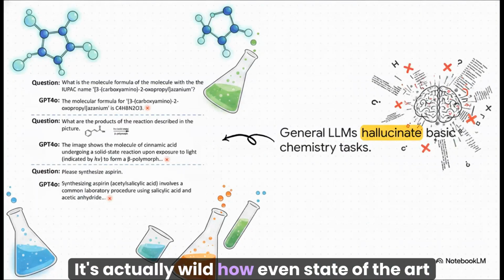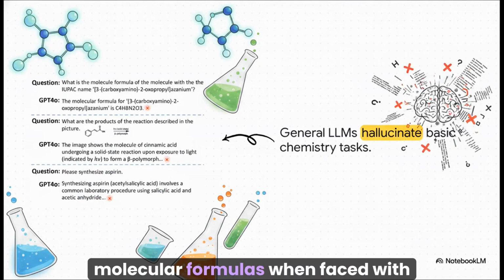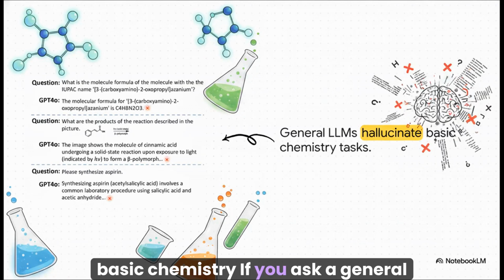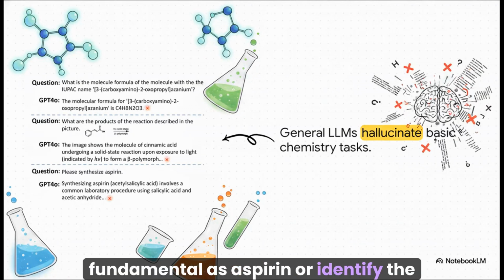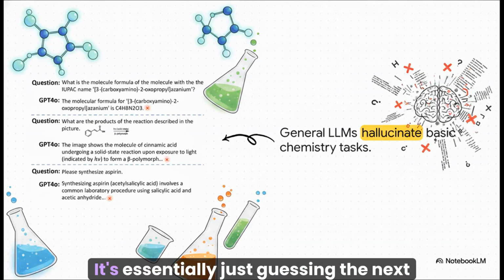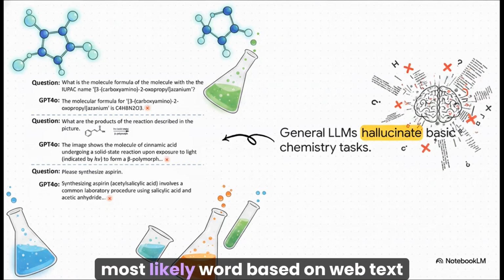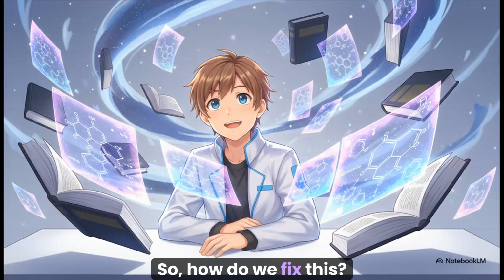It's actually wild how even state-of-the-art models will just confidently hallucinate molecular formulas when faced with basic chemistry. If you ask a general model to synthesize something as fundamental as aspirin or identify the products of a solid-state reaction, it completely misses the mark. It's essentially just guessing the next most likely word based on web text because it lacks that deep domain knowledge in chemical reasoning. So how do we fix this?